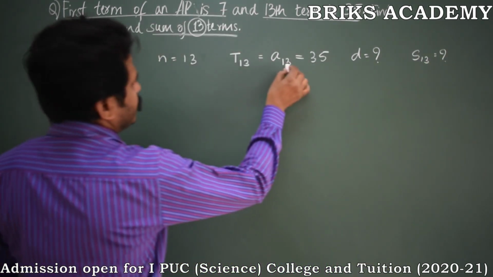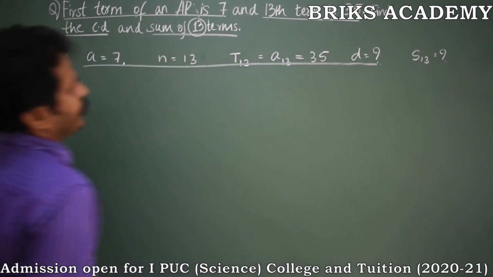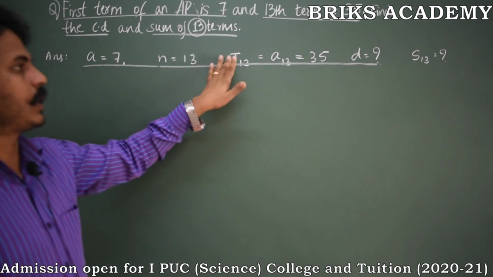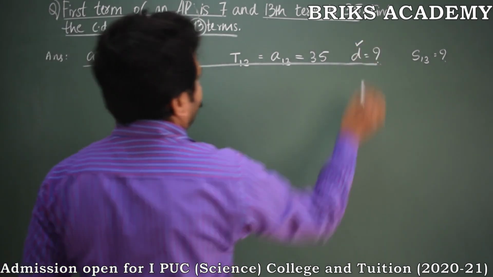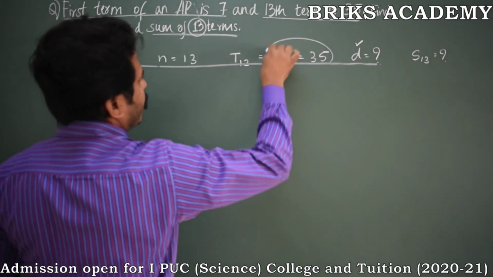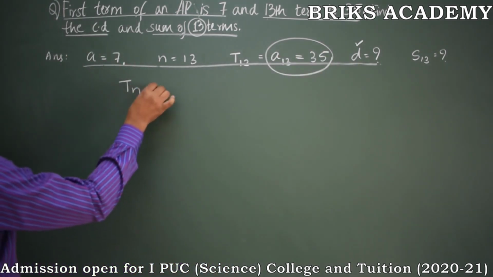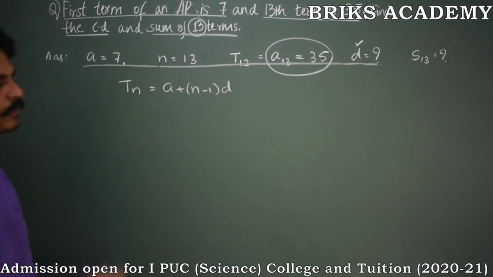They have given this problem, we already did. A is given, N is given, the nth term is given, D they ask you to find out. It means we did this problem already. How to find out D? Since the nth term is given, you have to make use of the nth term formula. What is the nth term formula? A plus N minus 1 into D.